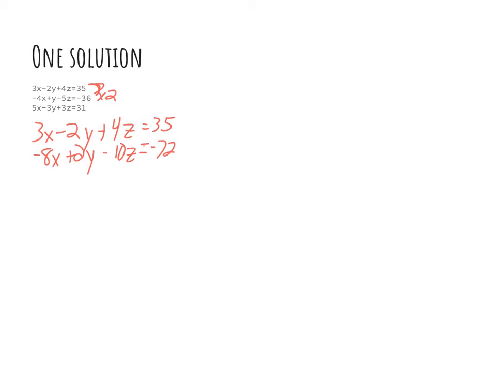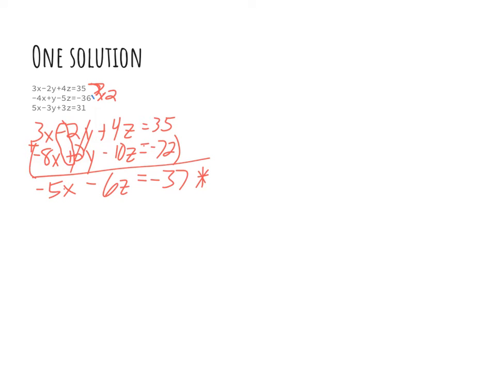Now, you'll notice the signs are different, and when that happens, I need to add the equations together. So I've got 3x plus a negative 8x, that gets me a negative 5x. The y's go away. 4z plus a negative 10z is negative 6z. And 35 plus a negative 72 is a negative 37. So here's one of my equations for later.